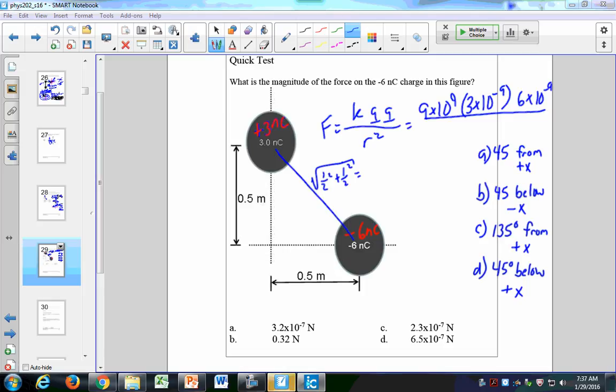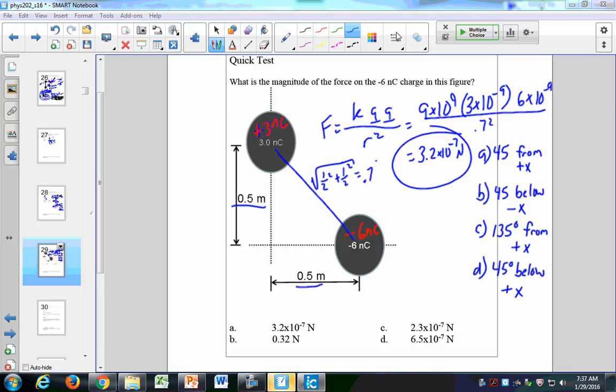Use the Pythagorean theorem. This is the halves. What is that? It was 0.7? Yeah, 0.71, I think. Say 0.7 divided by 0.7 squared, and what was the answer? Which answer was it? It was A, so that's 3.2 times 10 to the minus 7 newtons.